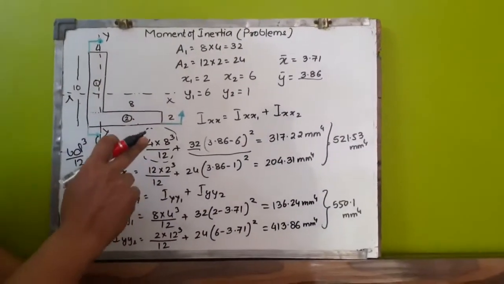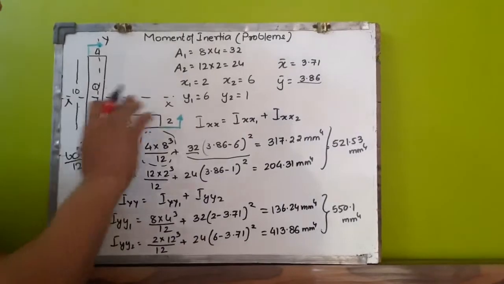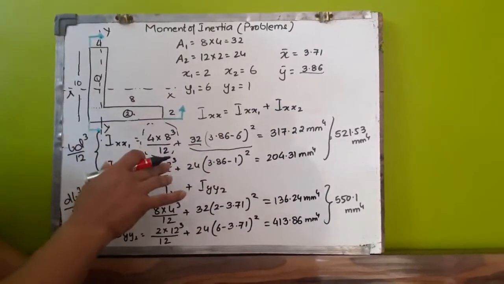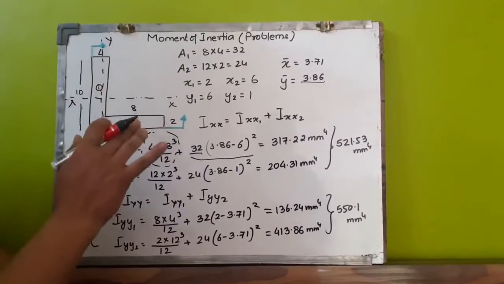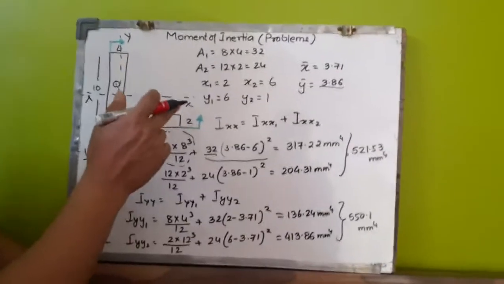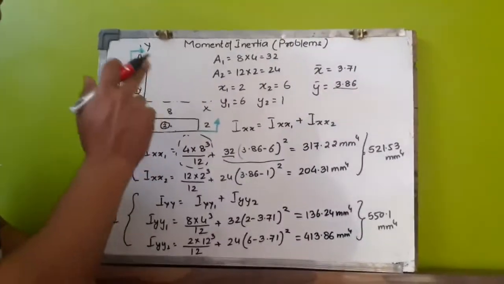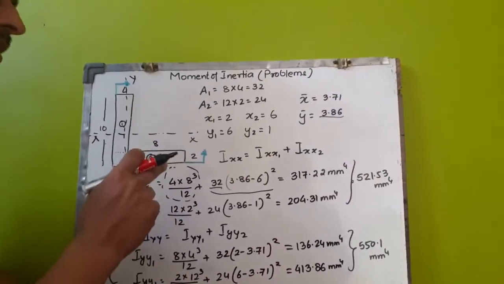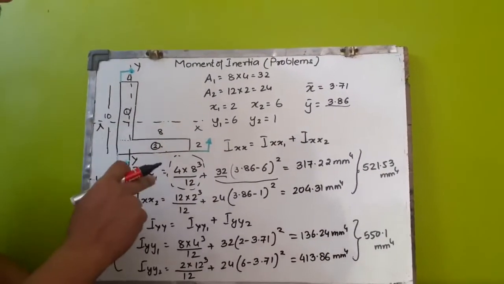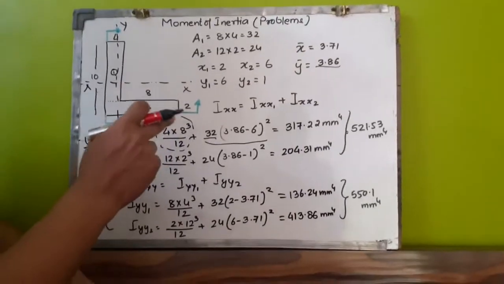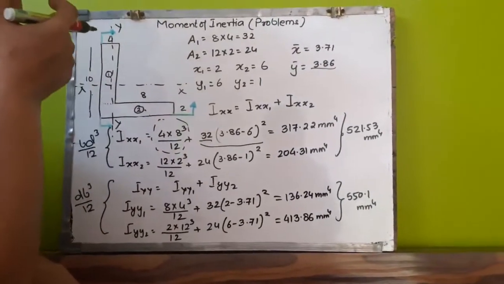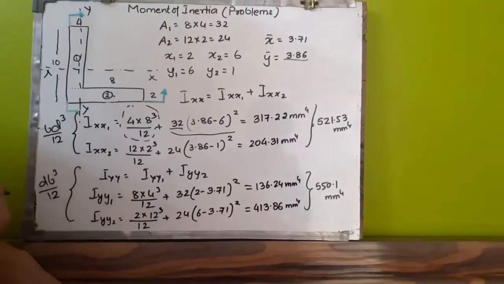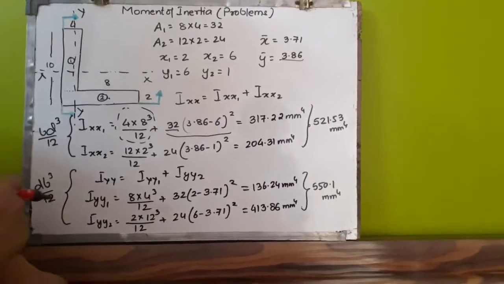One thing that you need to remember is, in any of the stages, none of your values will come out to be negative, because Ixx is integral y square dA. Iyy is integral x square dA. Y square cannot be negative, neither can dA be negative. Now x square cannot be negative, nor can dA be negative.